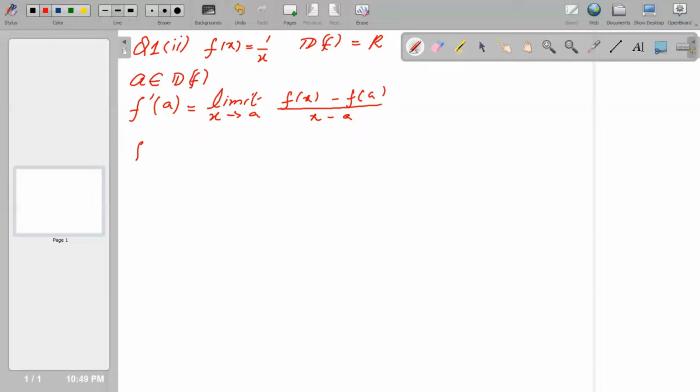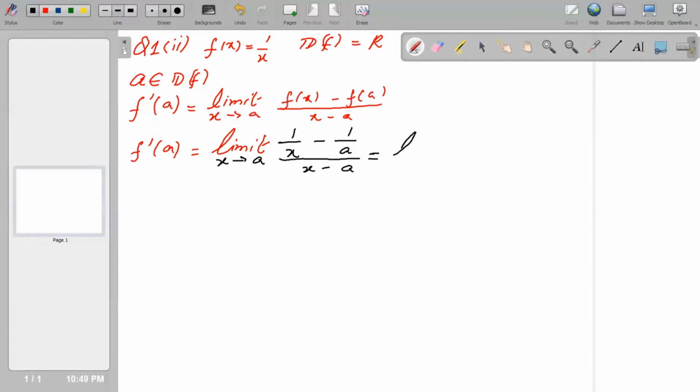So what is f prime of a? f prime of a is equal to the limit as x approaches a. So what is f of x? f of x is 1 upon x minus f of a. Basically, f of a is the value of the function at point A. So this is 1 upon a, divided by x minus a. Now what we have to do here is take the LCM in the numerator.